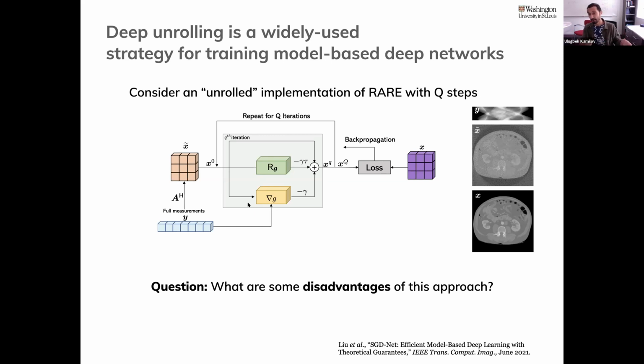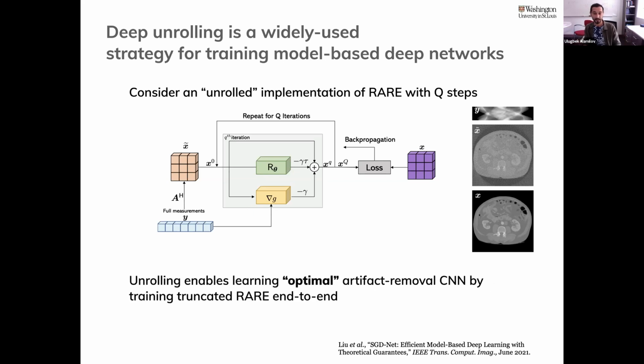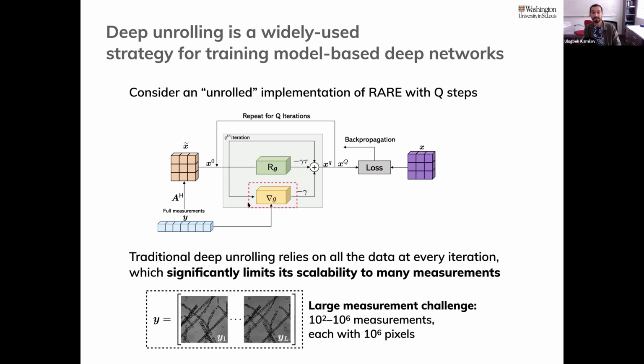You have to fit it all on your GPU or distribute optimize it by putting every layer into GPU and training this end-to-end, right? That's definitely a disadvantage. So yeah, unrolling enables learning optimal artifact removal CNN, but can have significant complexity costs. And in particular, what I want to talk about is this operation here, which is a forward model.